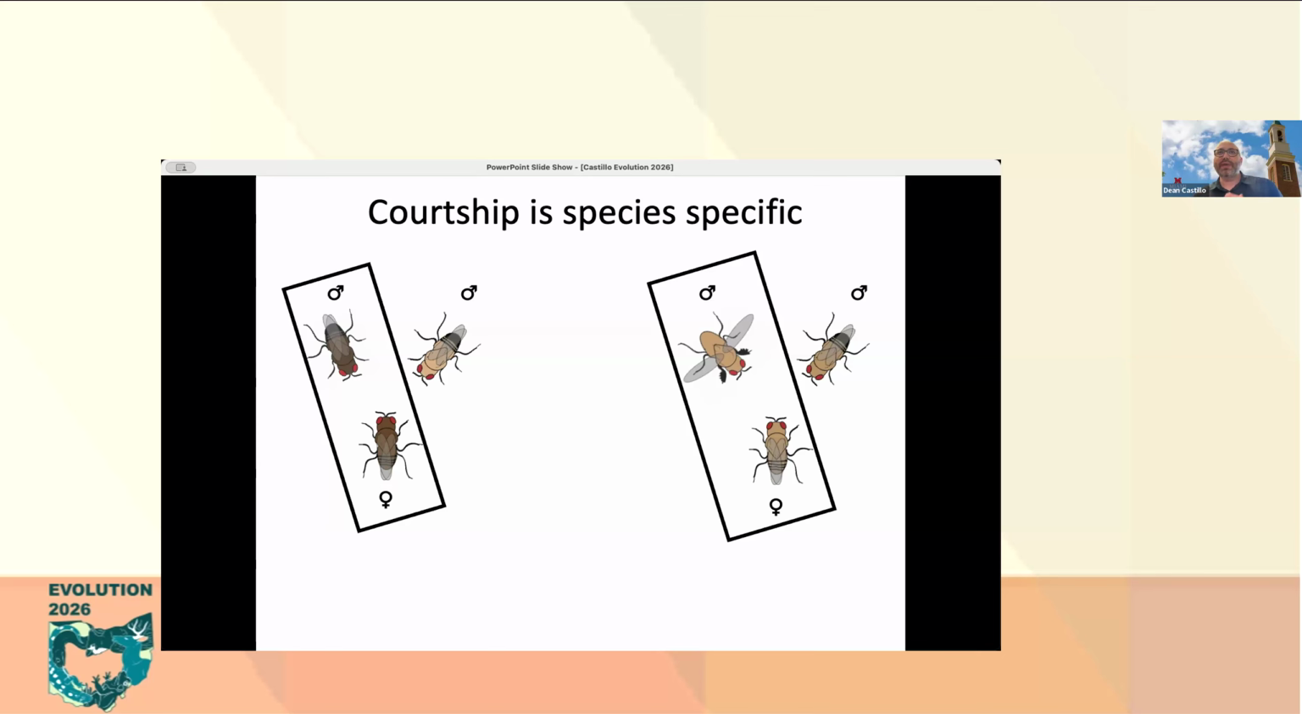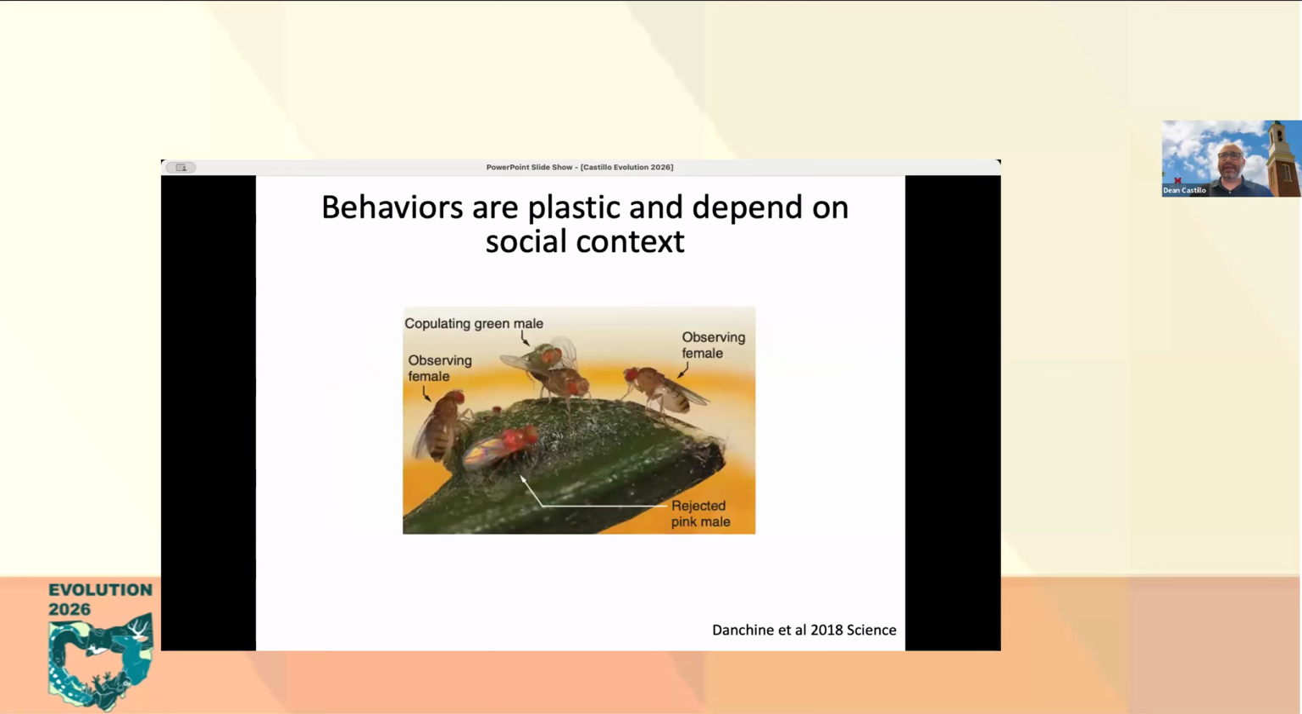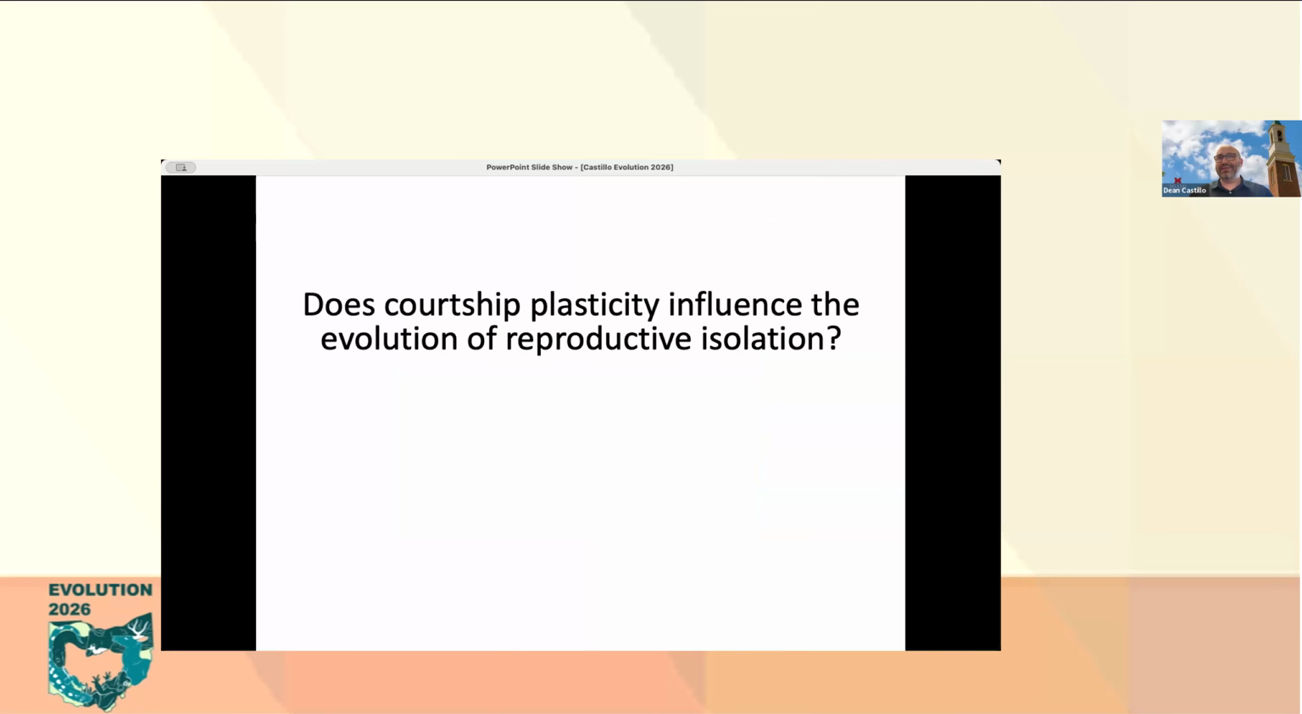So we have this one main observation that courtship is species specific, and sometimes we consider it either stereotypical or fixed. On the other hand, we know that mating behaviors and a lot of other social behaviors are also plastic. This is a famous example in fruit flies where females use the mate choice of other females to determine their strategy. So I really want to ask: how does plasticity affect the evolution of reproductive isolation? That's a really big question.